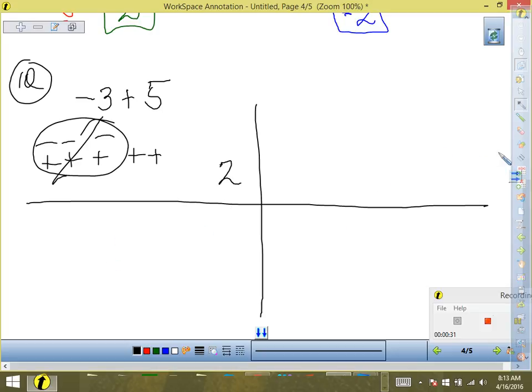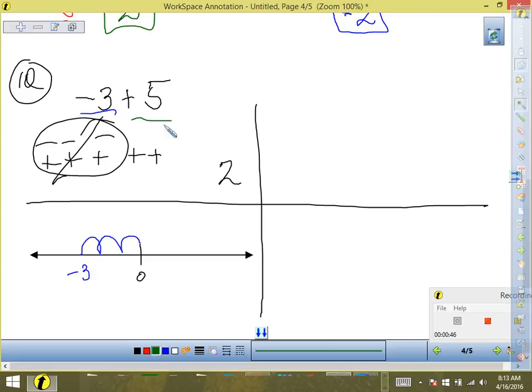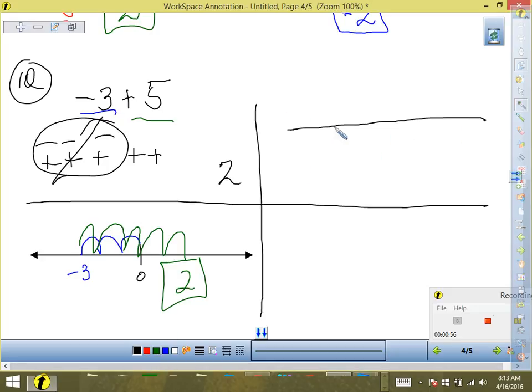Using the number line, we start at 0. This one says to go to the left 3. 1, 2, 3. This one says to go to the right 5. 1, 2, 3, 4, 5. And that lands at positive 2. Ground 0. We got negative 3. Positive 5.